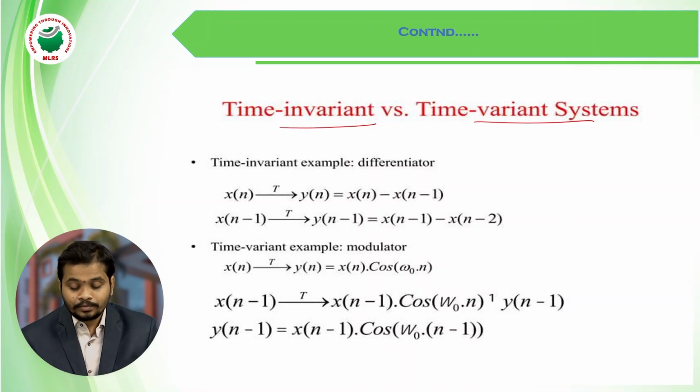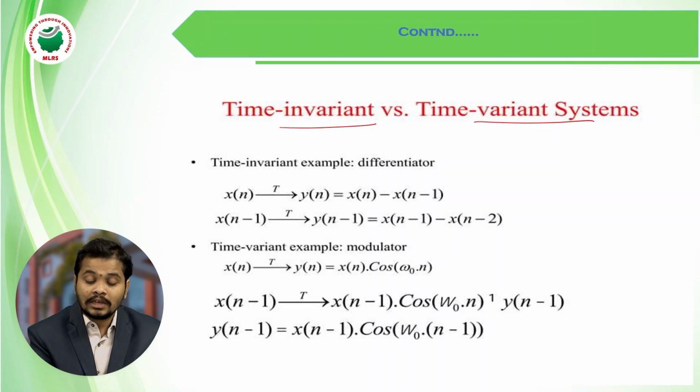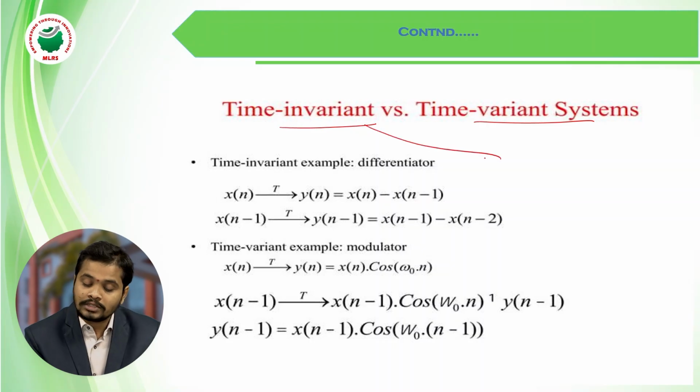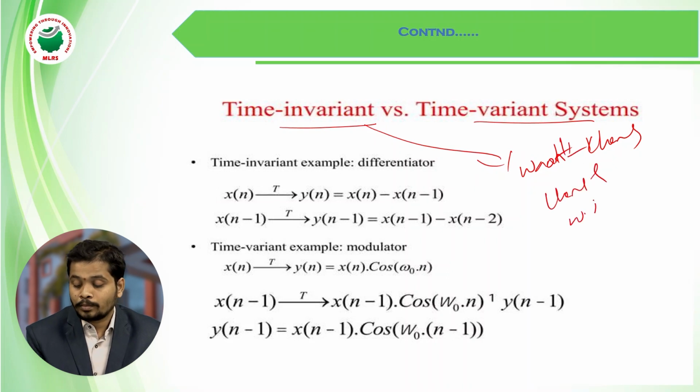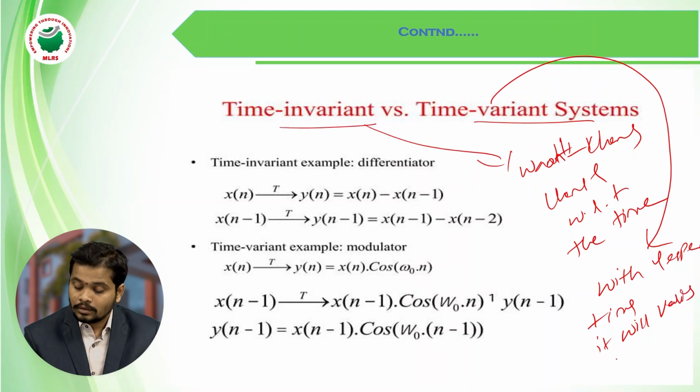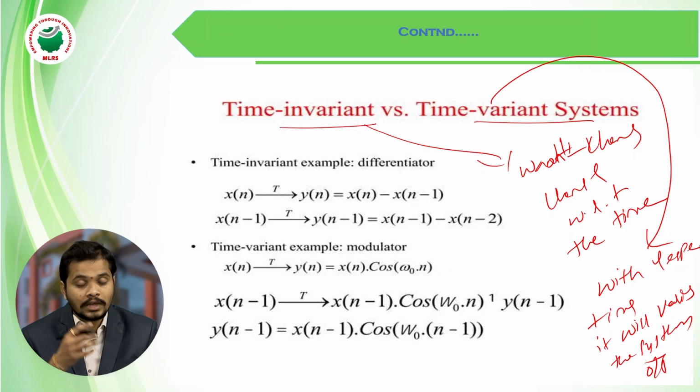Now time variant and time invariant systems. In the name only it is there. Time invariant means it will change with respect to time or not. Invariant means it won't change with respect to time. What is time variant? With respect to time, it will vary the system output. The other type of systems are time invariant systems.